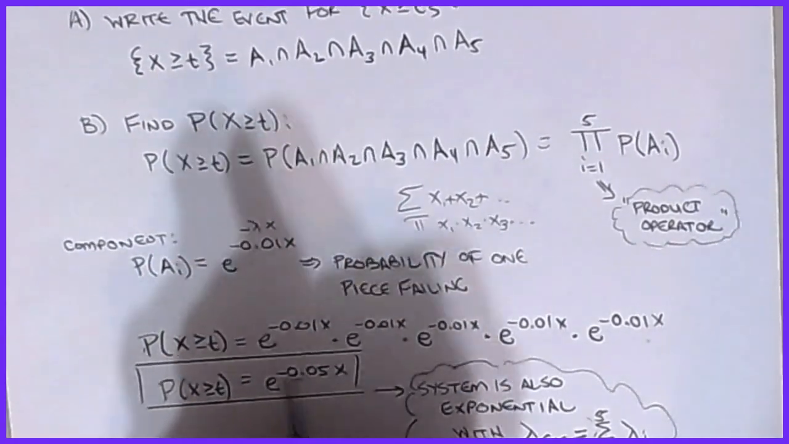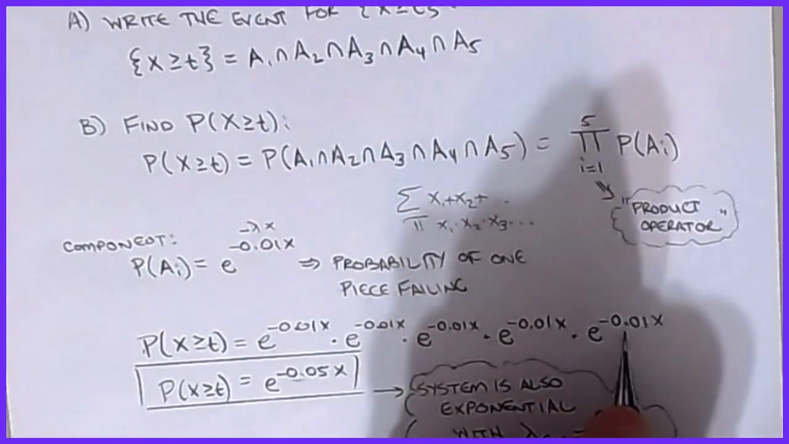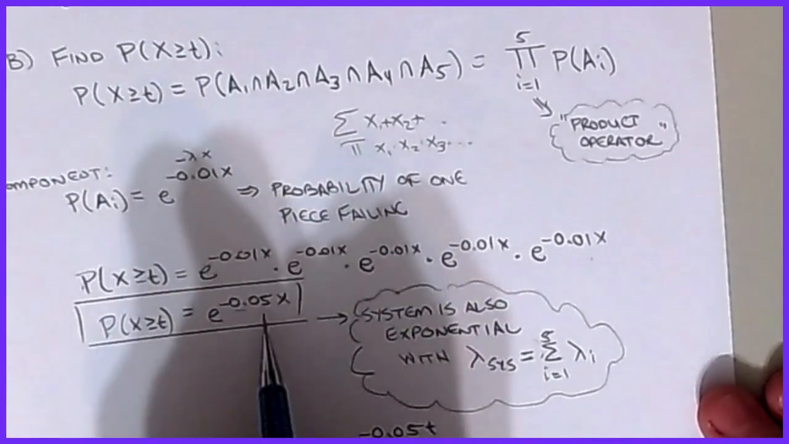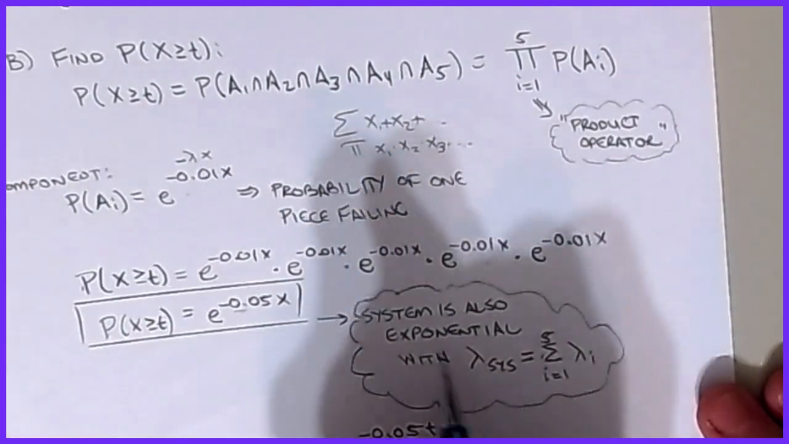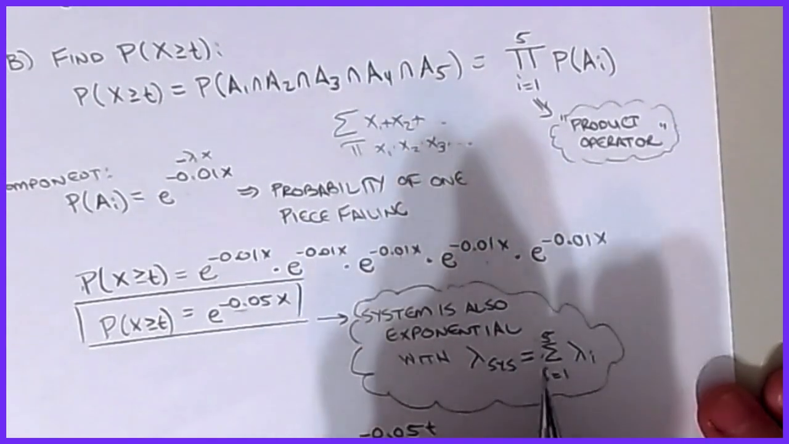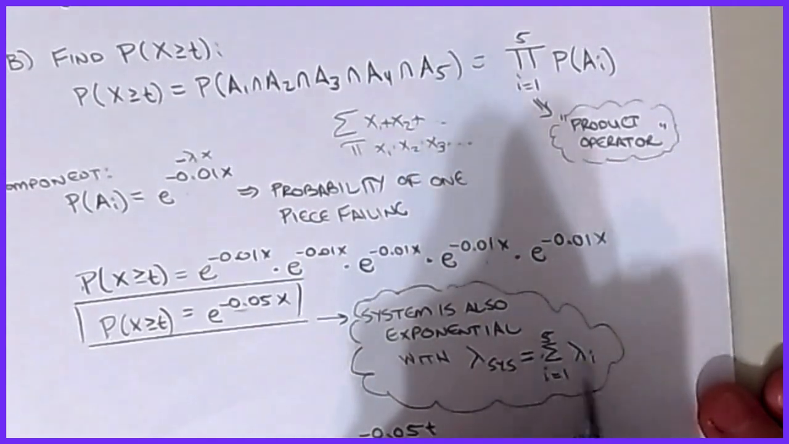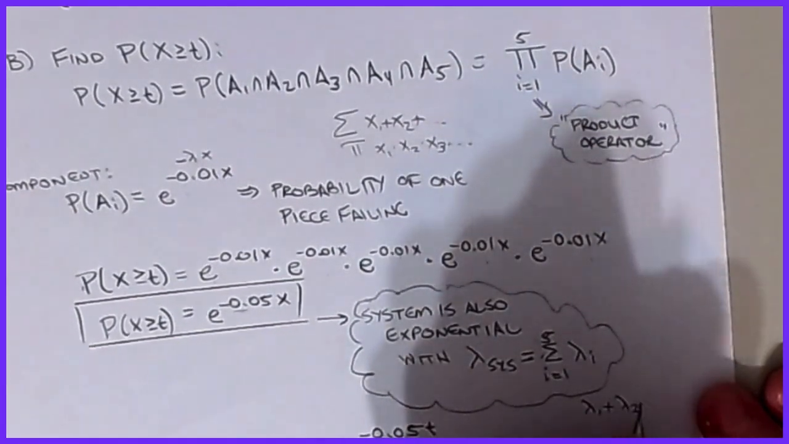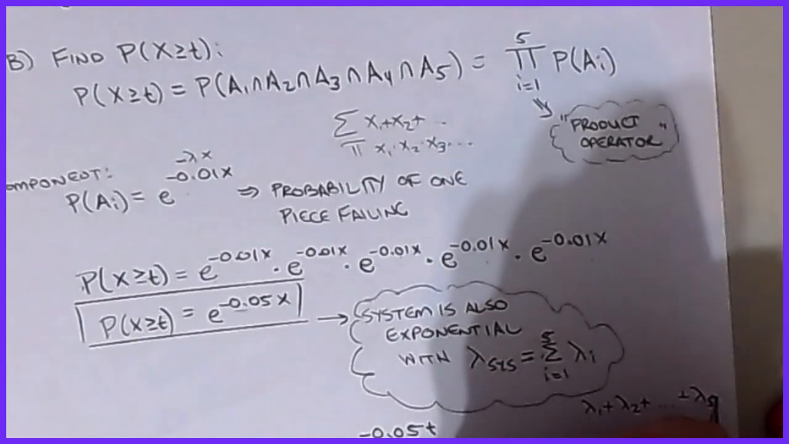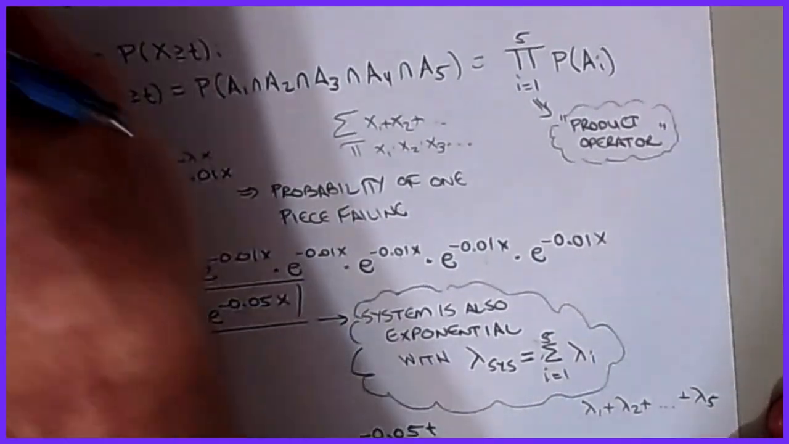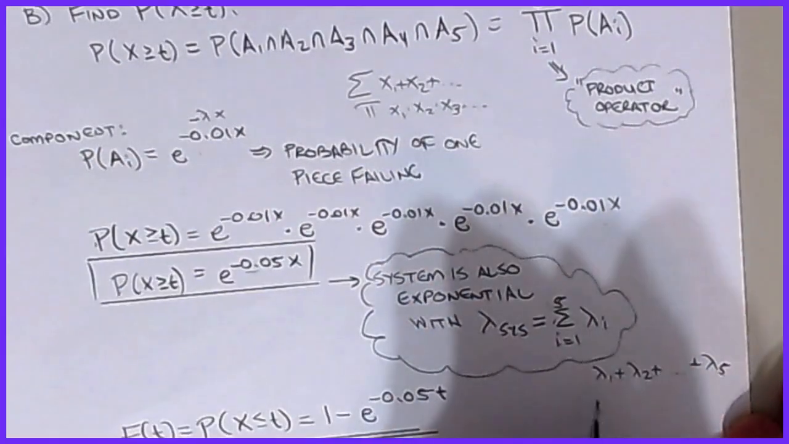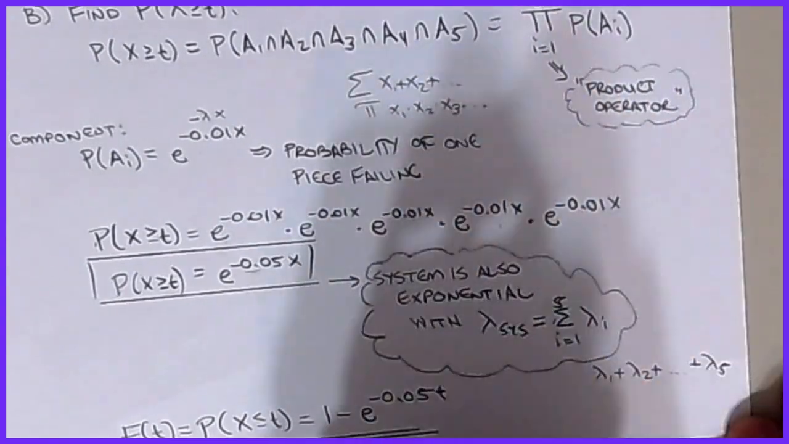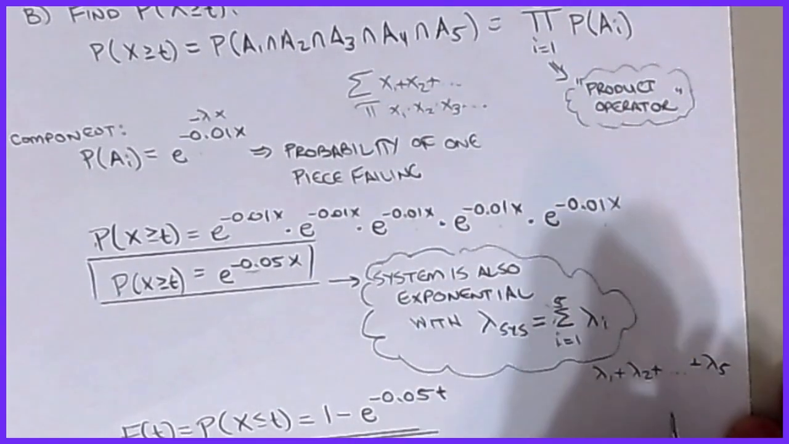And where did that 0.05 come from? It was the sum of all those 0.01s, and those were the lambda values. So what happens is that the system becomes exponential, but it has a new lambda value at the system level, which is the summation of i equals 1 to 5 of all of my lambda i values. So basically this becomes lambda 1 plus lambda 2 plus all the way out to lambda 5. And that's kind of cool. Even though in our problem we said they were all the same, now they don't have to be. This one could be different than the next one, and so we're in good shape for being able to simplify this.